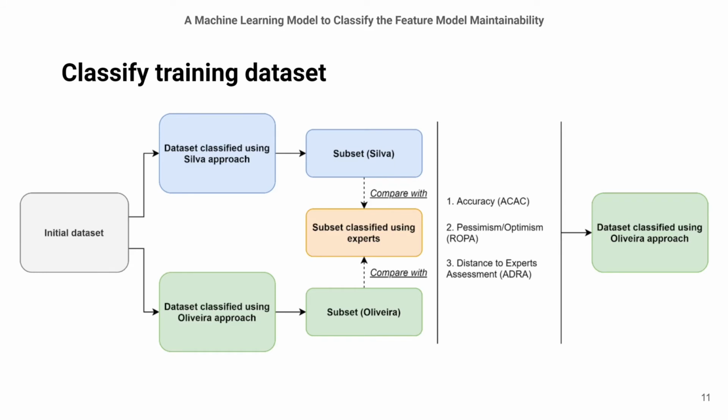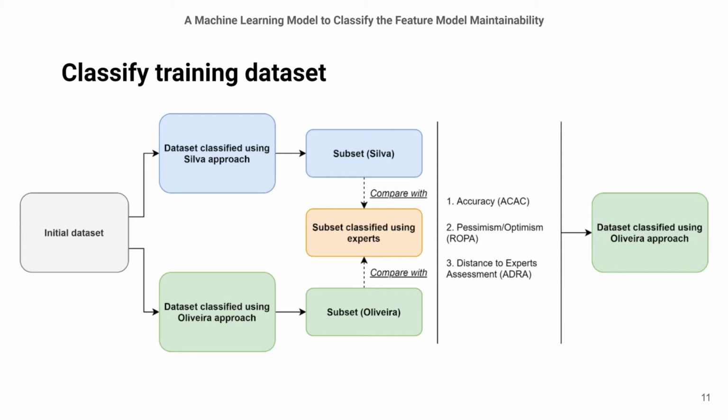To train the classification algorithms, we needed a labeled dataset because it is a type of supervised machine learning algorithm. We could label the dataset using only SPL experts, but it would be difficult to get a good amount of experts. So we take a slightly different approach. We found two approaches in the literature to automatically classify the maintainability of feature models, which are the Oliveira approach from the work of Oliveira and Bezerra, and the Silva approach from our previous work.